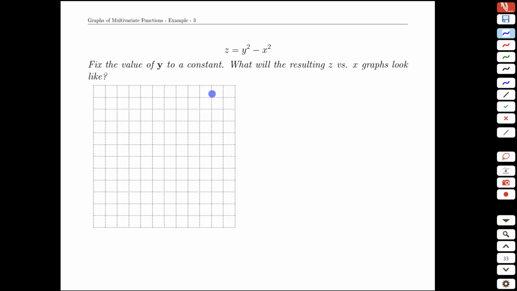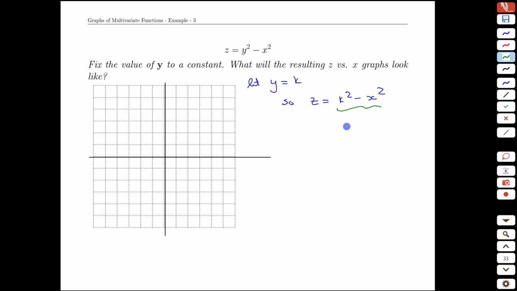We're going to repeat our calculations here with our y values, and we're going to do the same thing. We're going to constrain ourselves to that being a constant. And so we would have z equals k squared minus x squared. And we know what these look like. These are parabolas, but because of the negative sign out front, they open downwards. And so if we're capturing the xz relationship, what we would see is a parabola opening downwards like so. That would correspond to y equals 0.